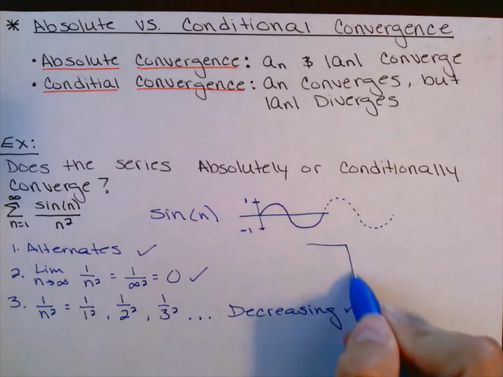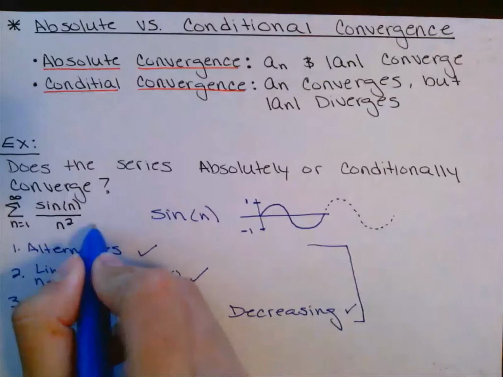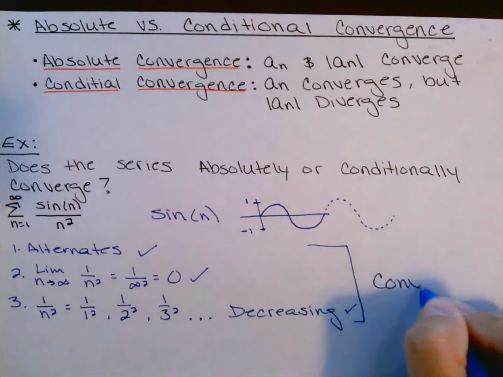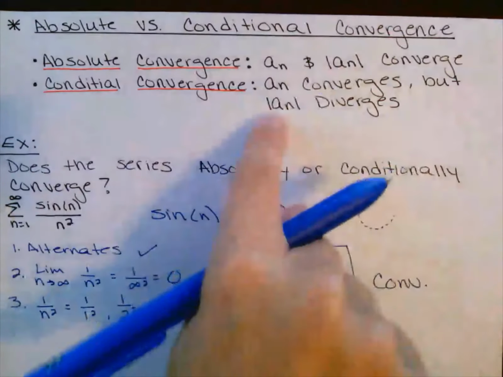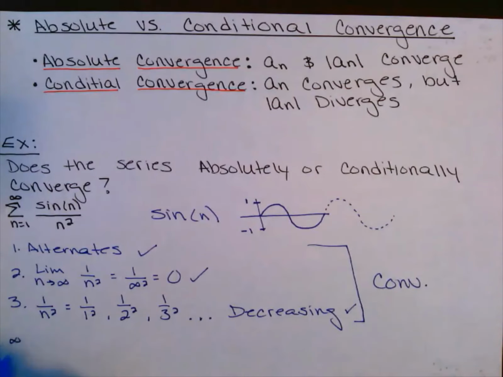Okay, based on these three, I can say that this original one converges. All right, so I tested the first part. Now I need to see if the absolute value will also converge. So I'm going to say absolute value of sine of n over n squared. Okay, so n squared will always be positive, so I don't have to put that part in the absolute value brackets.